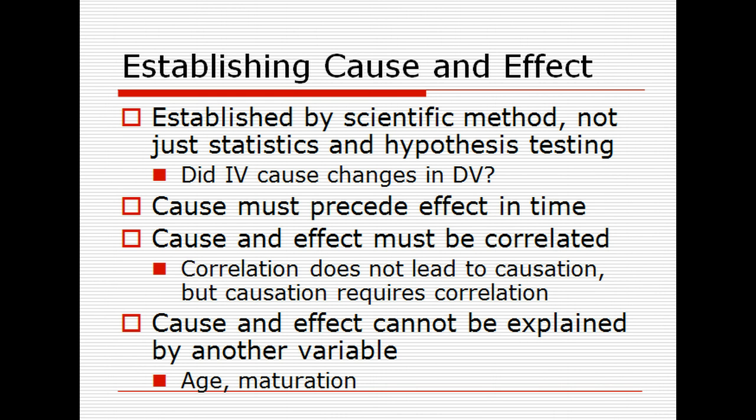And that the cause and effect cannot be explained by another variable, such as age and maturation. A couple weeks ago we talked about maturation effects, that for example with children, they're going to mature throughout the year, so they're a very different child at the end of the school year than at the beginning of the school year.